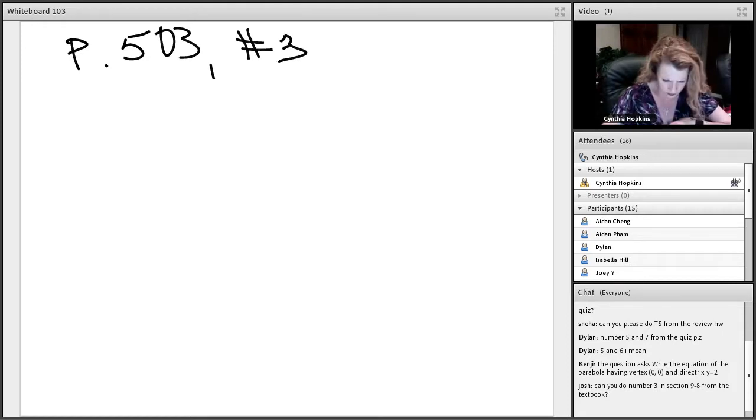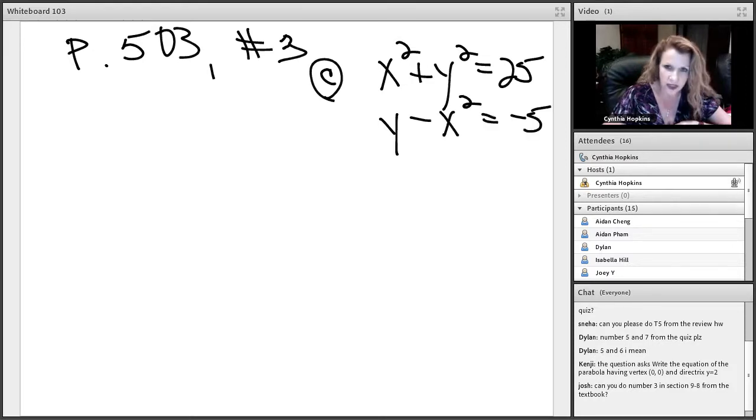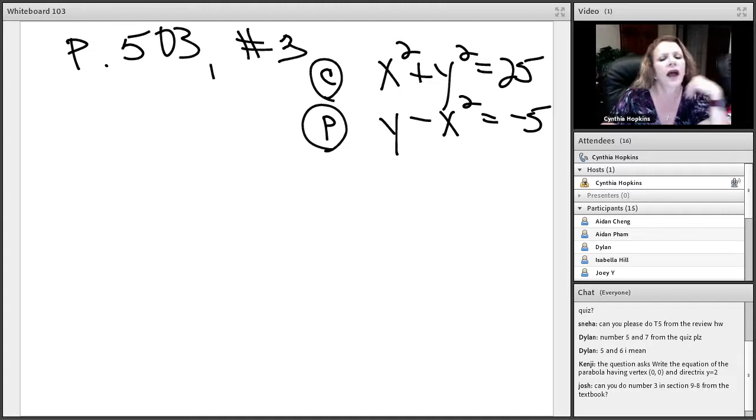Okay, here are the 2 equations. X squared plus y squared equals 25. It doesn't get a whole lot easier than that, right? Obviously a circle with radius 5. Okay, so that's a circle. And then I have, I'll write it just the way they did, y minus x squared equals negative 5. Well, the x is squared, but the y is not. This is a parabola.